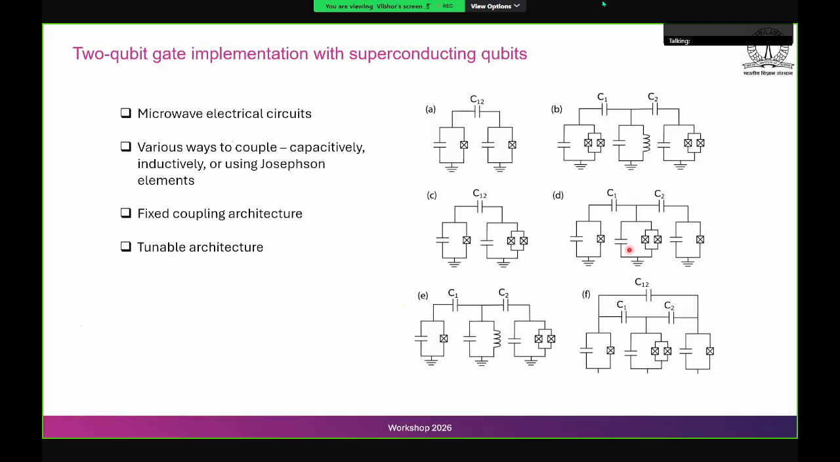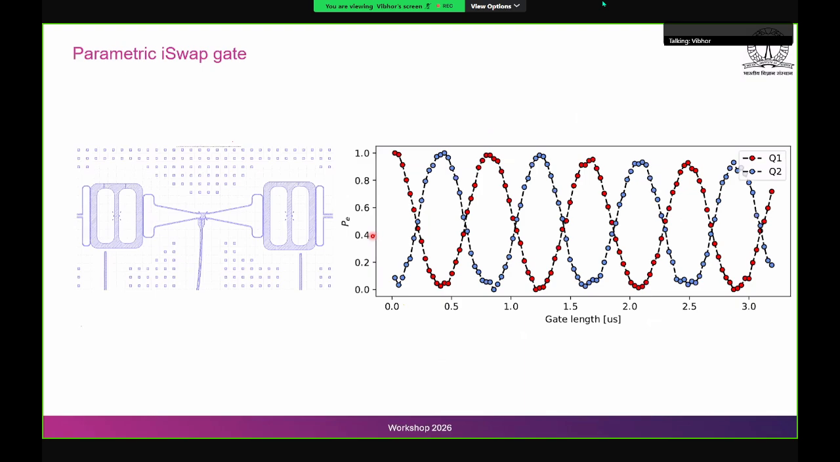So the point here that I want to make is that there are many ways to couple 2 qubits together. It could be an inductive coupling, capacitive coupling, or you can use Josephson elements or circuits made from Josephson elements to mediate interaction between 2 qubits. Ultimately, you may get either a fixed coupling architecture or a tunable coupling architecture. And based on what interaction Hamiltonian has been used, one of these gates that I showed you earlier can be realized. Okay. So here is one example, where you can use, for example, a parametric iSWAP gate. So this is a design of some device.